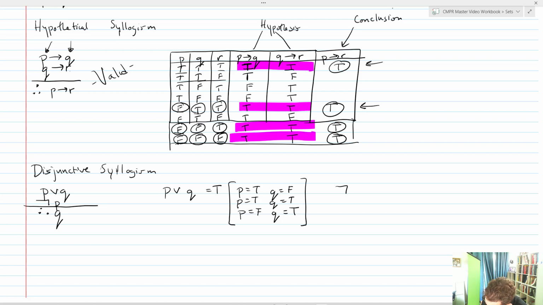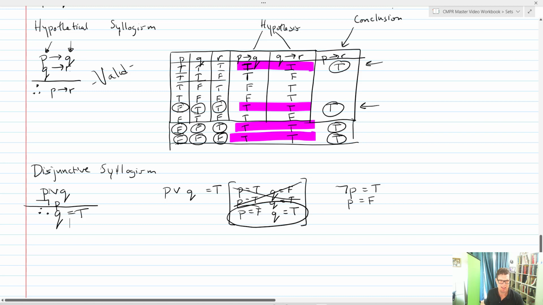Then we know that not P is true. So that means that P equals false. So P is going to be a false statement. So what happens? If P is false, we've got to eliminate both of these choices, and we only end up with this here. So Q must equal true. And that's the rule of inference called the disjunctive syllogism.